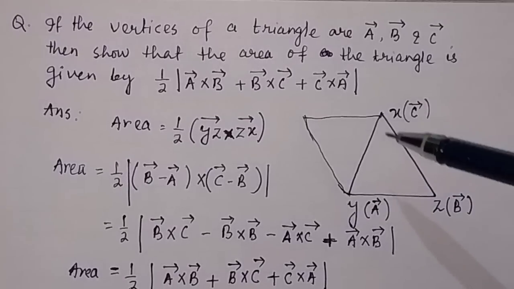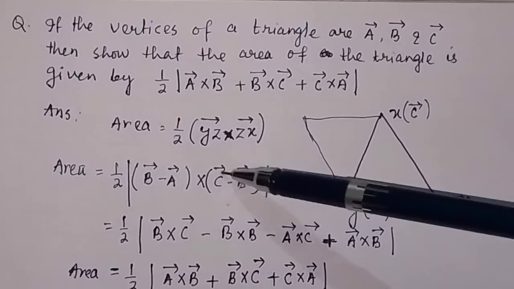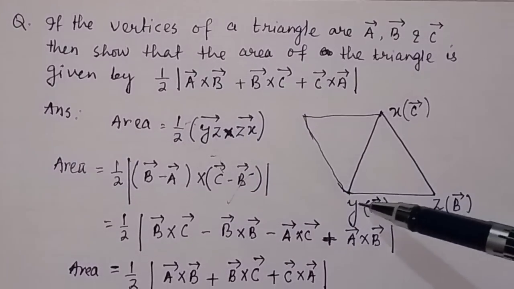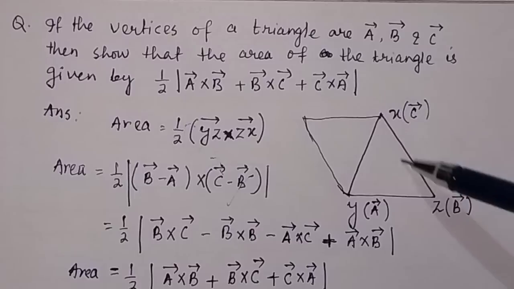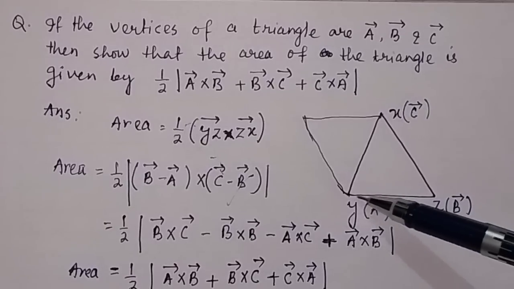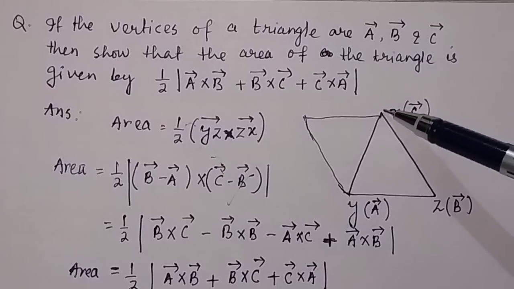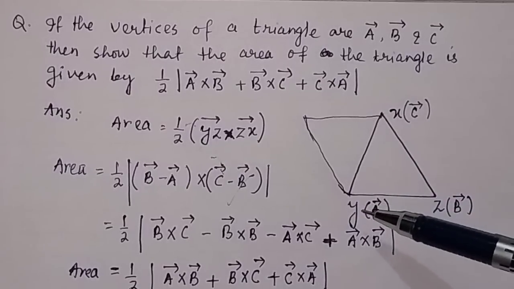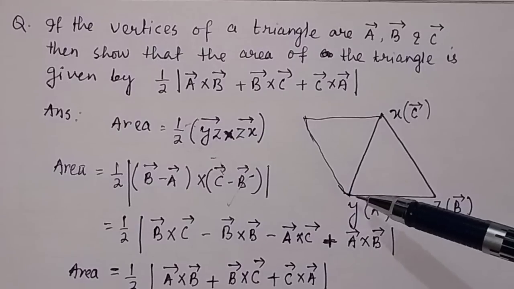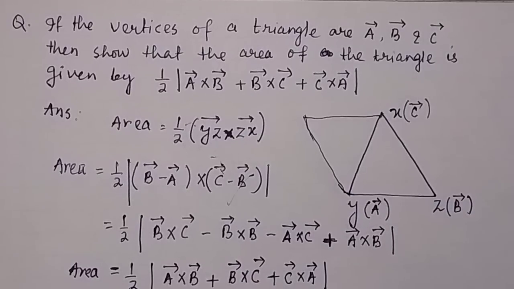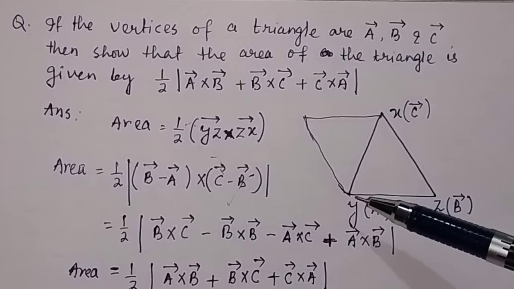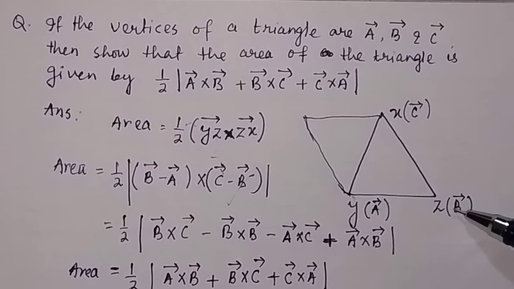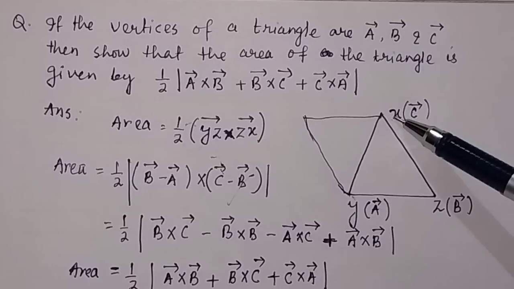So when you find the area of this triangle, you take half of the cross product of these two vectors, not this vector. And here we have taken this vertex Y equal to A vector, this vertex Z is equal to B vector, and this vertex X is equal to C vector.